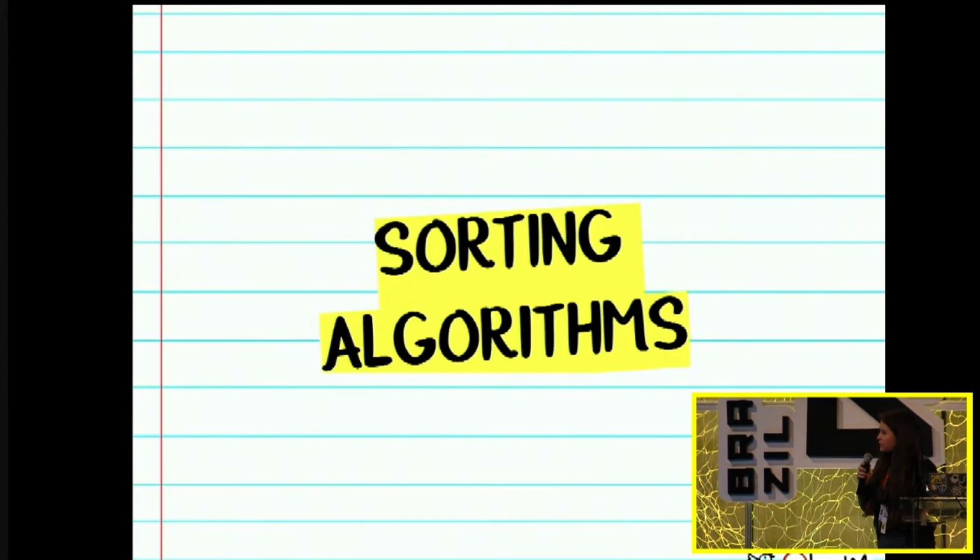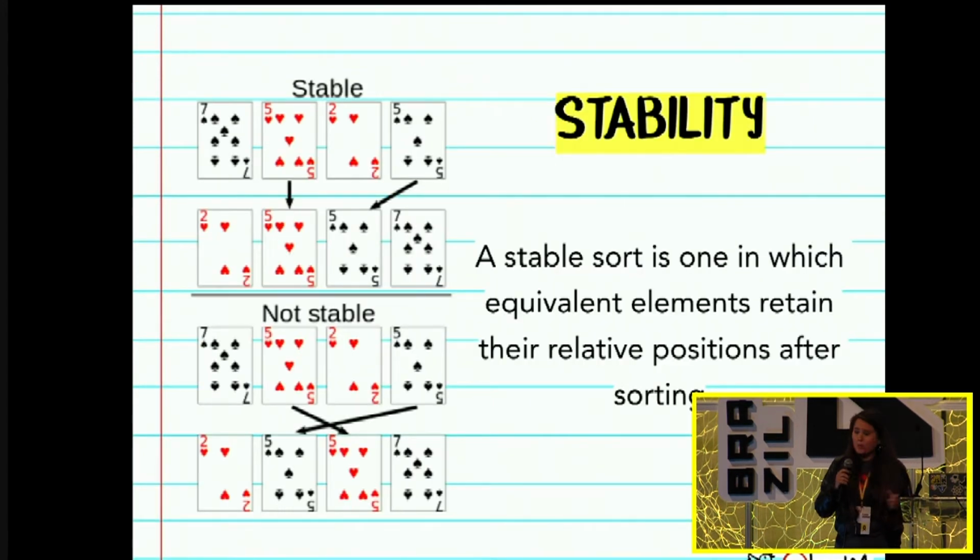So let's talk about sorting algorithms, because this is a sorting talk. What is stability? I told you I was going to explain this. Basically, a stable sort is one in which equivalent elements retain their relative position after sorting. I really like this picture because it makes it easier to explain. Imagine that we have this set of cards: a 7 of spades, a 5 of hearts, a 2 of hearts, and a 5 of spades. You'll notice that we have two values that are the same: a 5 of hearts and a 5 of spades.